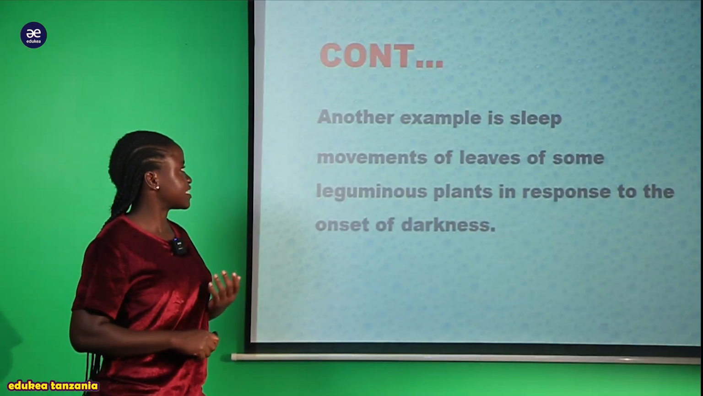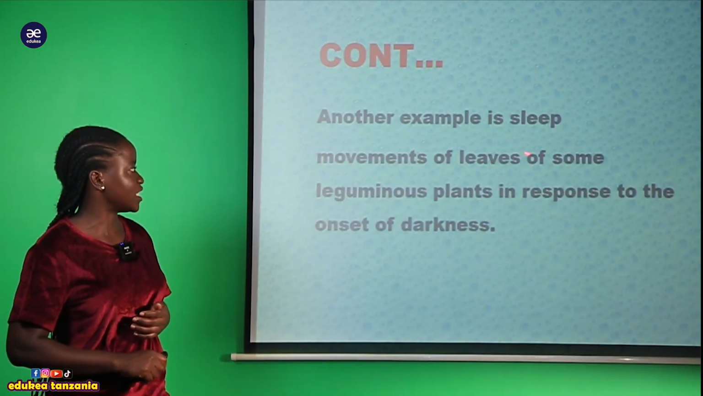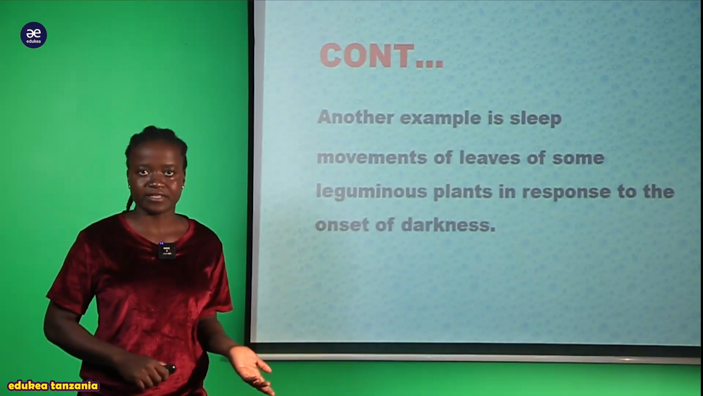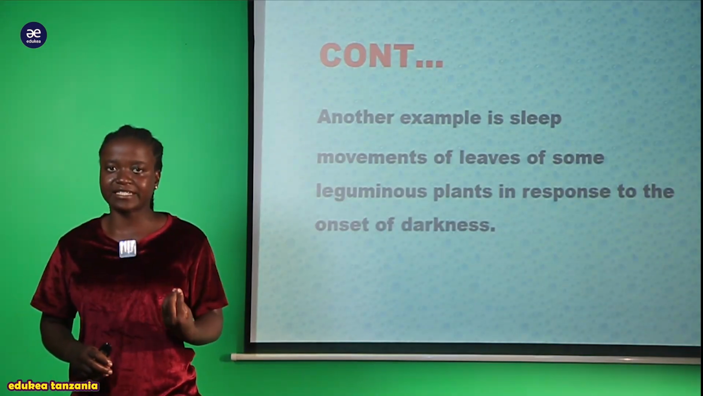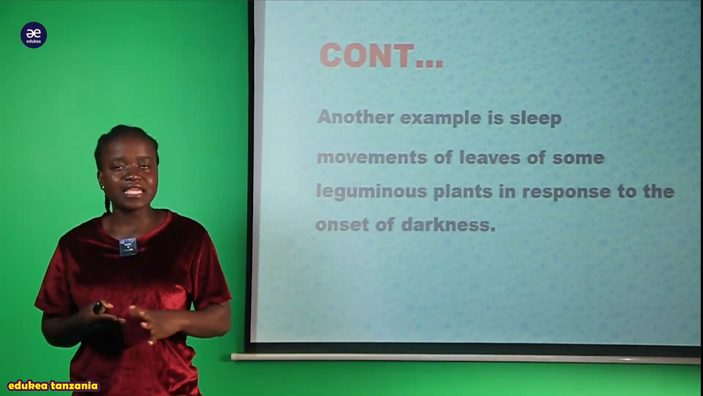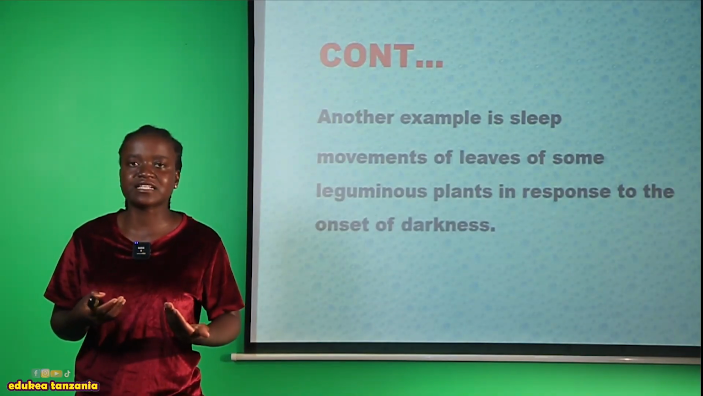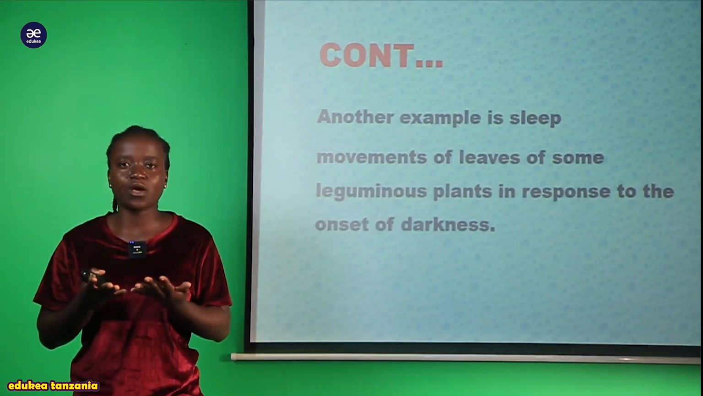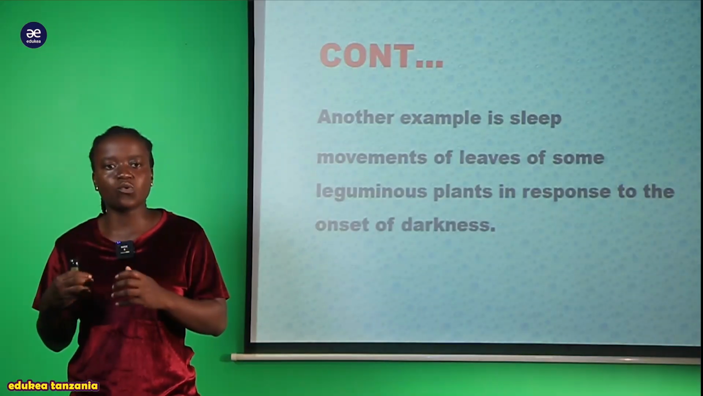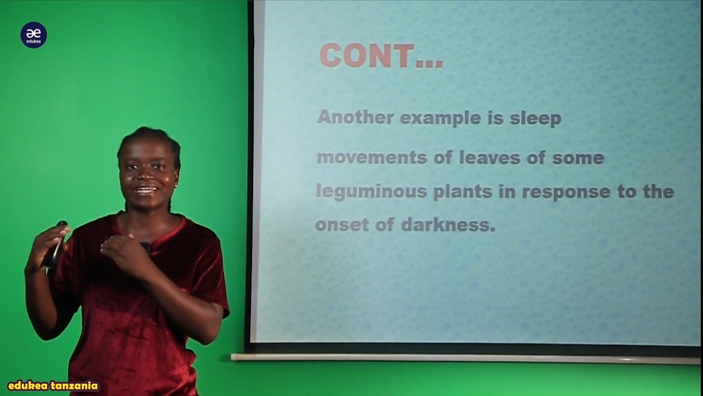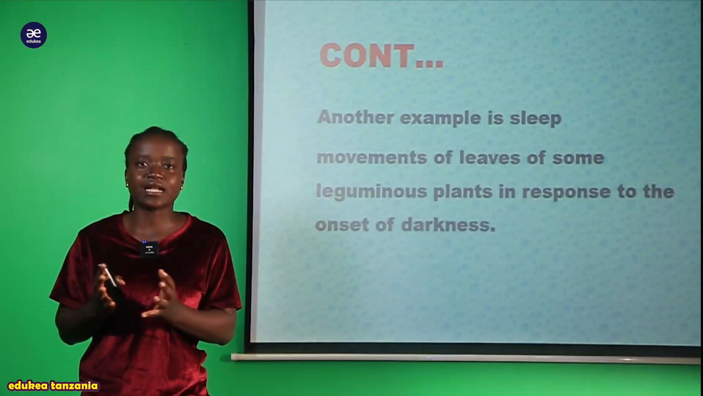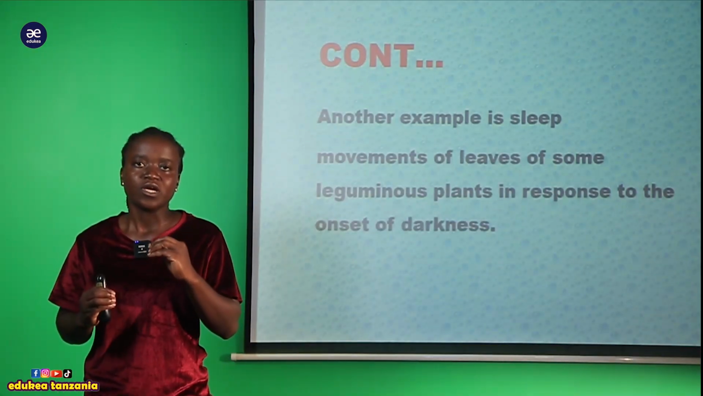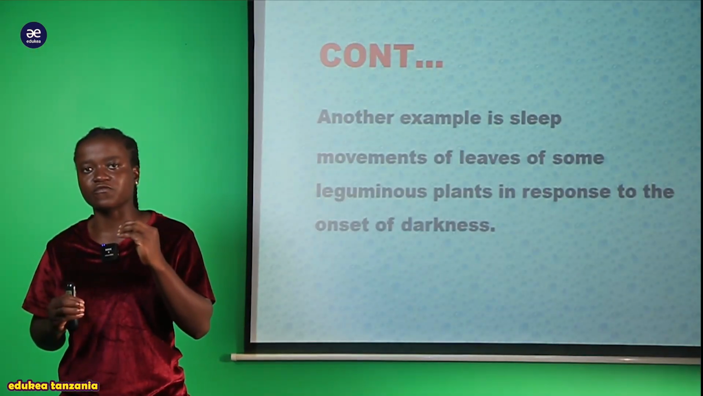Another example is the sleep movement of the leaves of some leguminous plants in response to the onset of darkness. Some leguminous plants also respond to the presence of light. Where there is light, the leaves are open, but at night, the leaves fold. Why? Those plants respond to the presence of light.